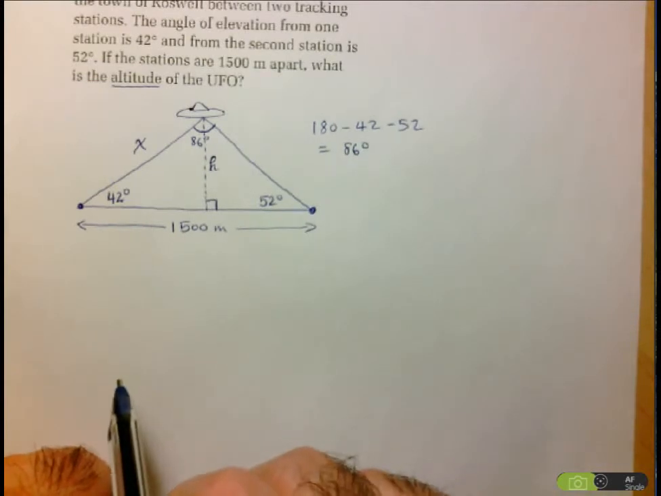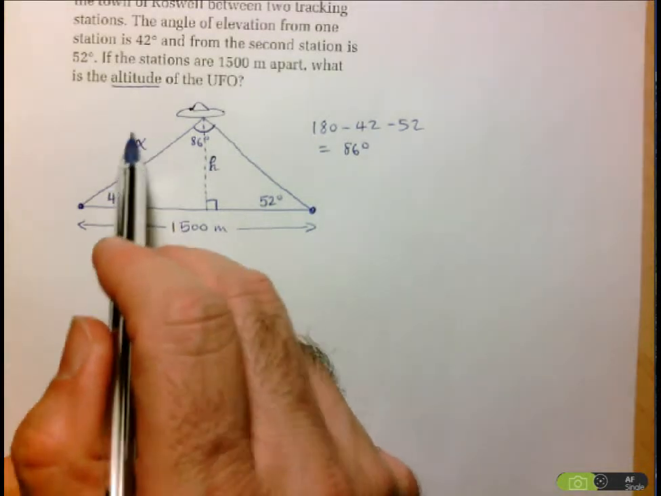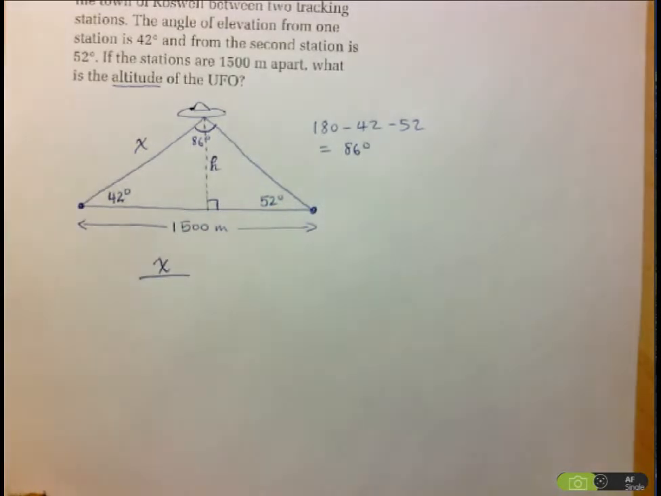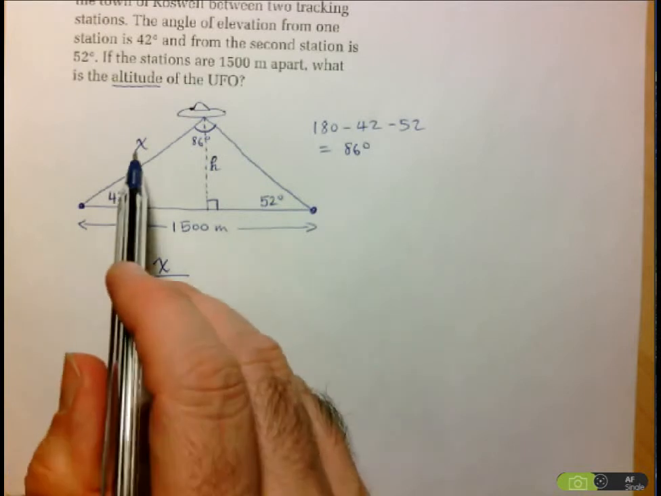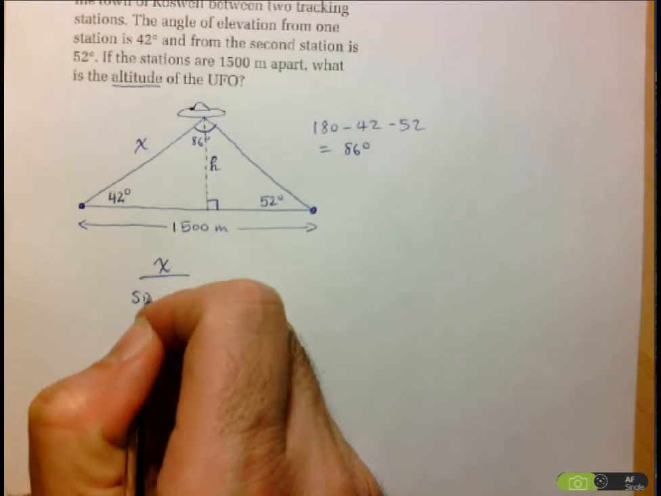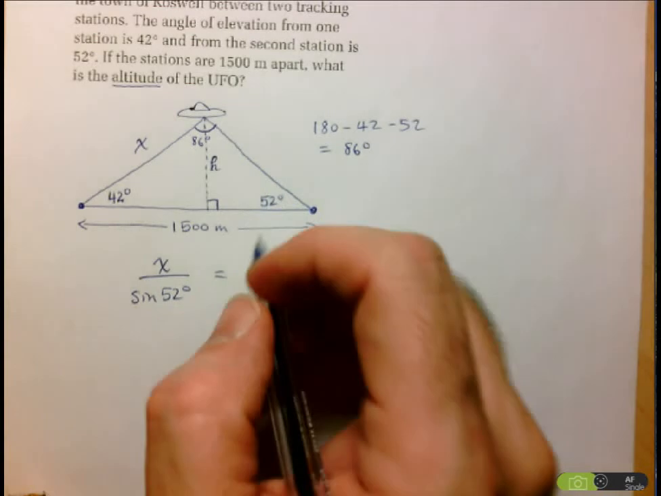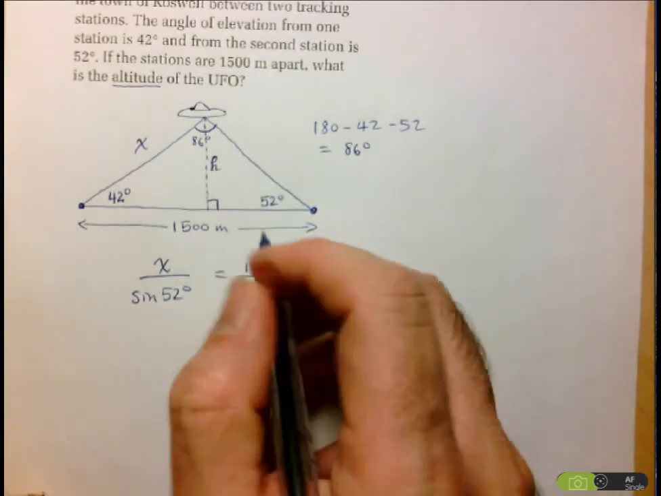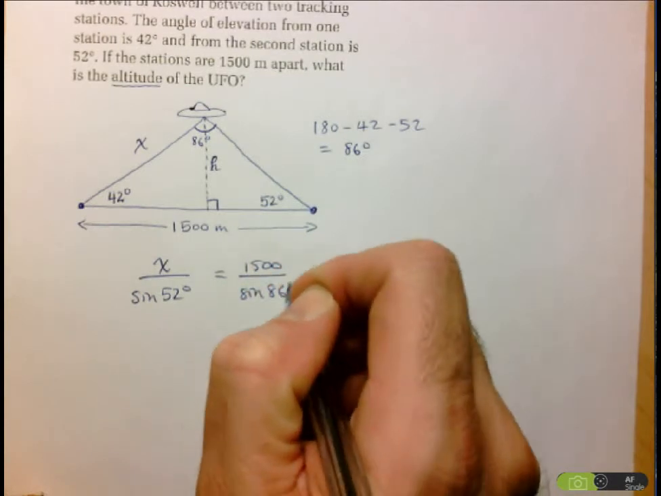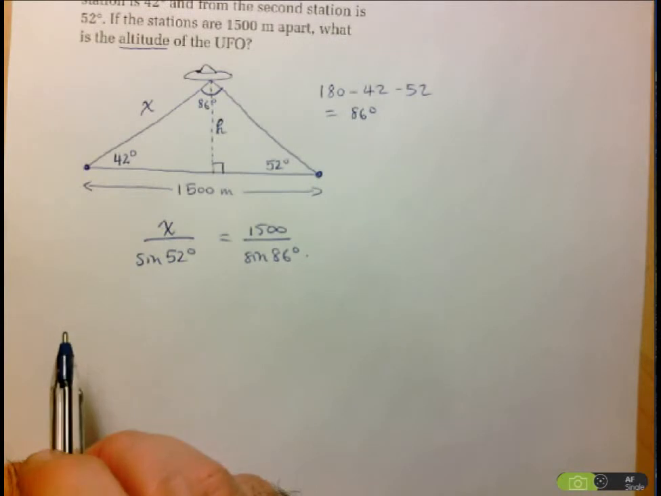Now I have a side opposite angle pair, so automatically I'm going to be using the sine law. When I'm using the sine law, I always want to start with what I'm looking for. Since I'm looking for this side length, I'm going to put the side lengths in the numerator and the sines of the angles in the denominator. So x divided by the sine of its opposite angle, sine of 52, is equal to my known side length, 1500, divided by the sine of its opposite angle, sine of 86. Because I have my variable in the numerator, it makes solving it much easier.